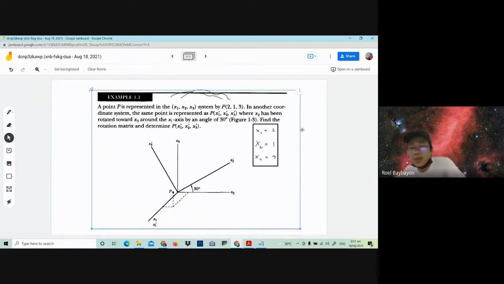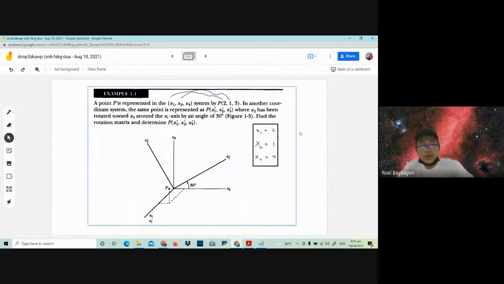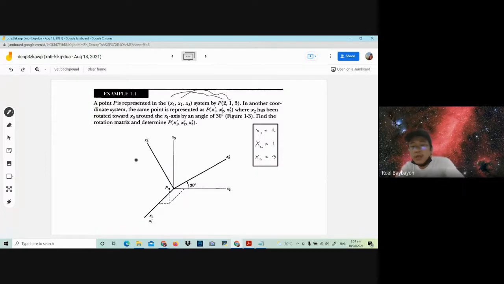So meaning ani kay wala pa ta kabalo ni x1 prime, si x2 prime, o ni x3 prime. No? Muna ang problem. We don't know x1 prime, x2 prime, and x3 prime. Muna itong solvon. Solvon na to si x1 prime, x2 prime, and x3 prime. Where, take note na sa condition na ang yung condition is where x2 axis has been rotated toward x3. Take note of this, ha. Si x2 has been rotated toward x3.